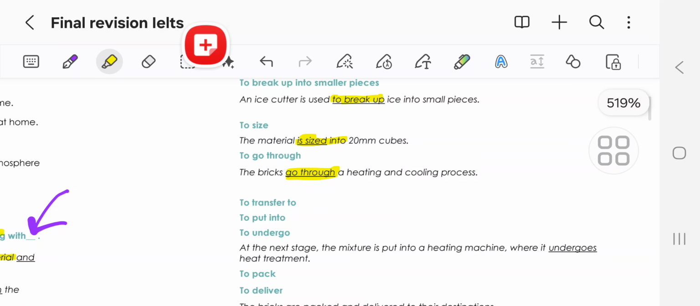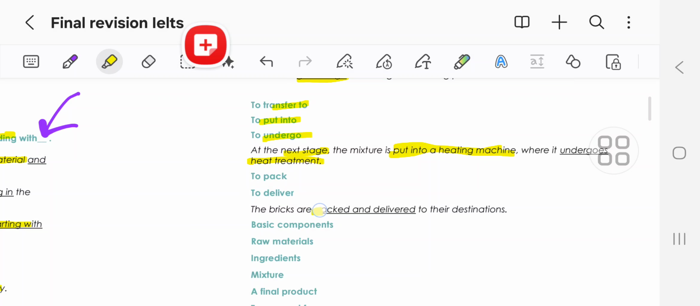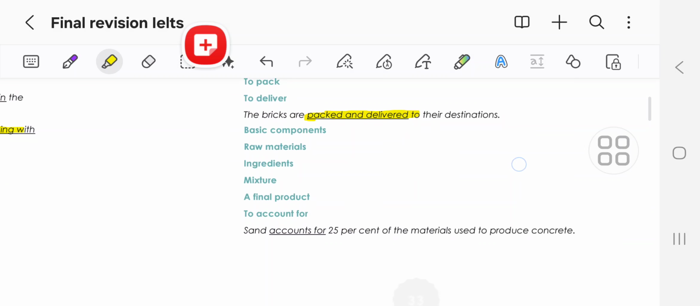So remember this: to transfer, to put into, to undergo. At the next stage the mixture is put into the heating machine where it undergoes heat treatment. The bricks are packed and delivered to the destination. Basic component, raw material, ingredients, mixture.